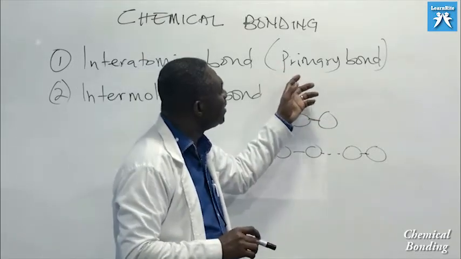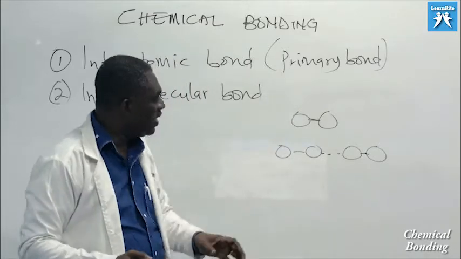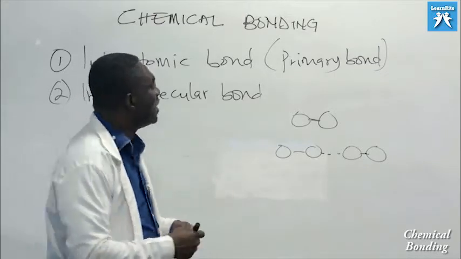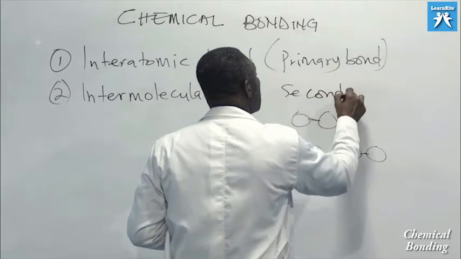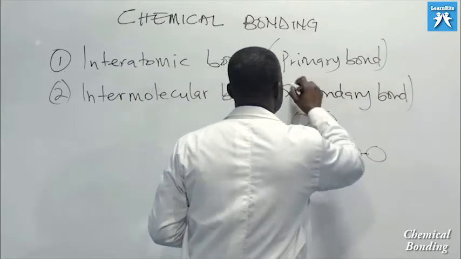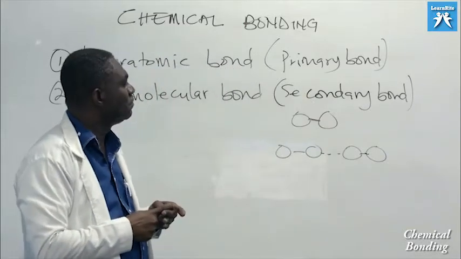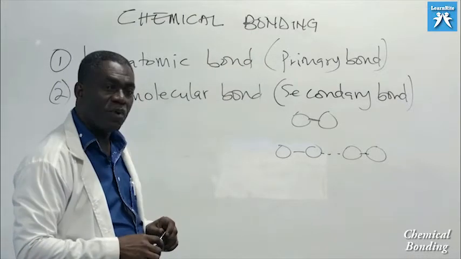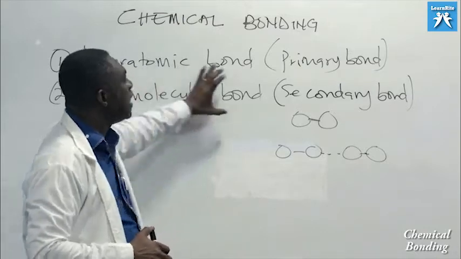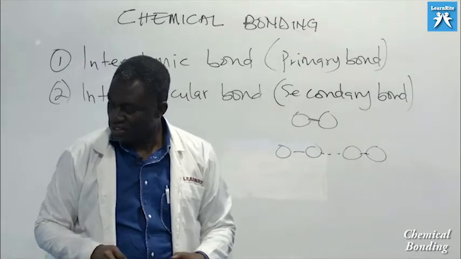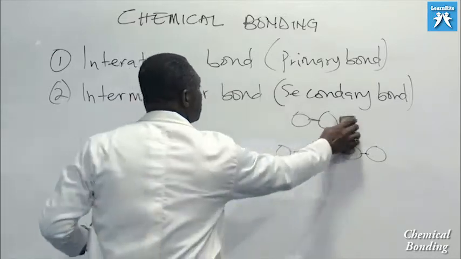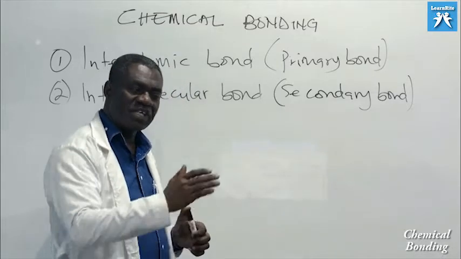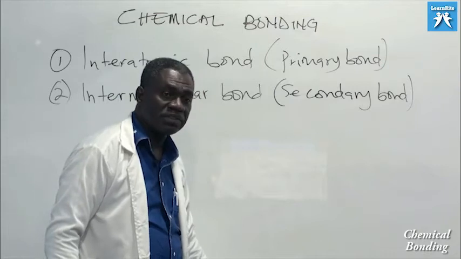So the first one is between atoms in a molecule, and the second one, which is the intermolecular bond, is between a number of molecules, which is sometimes referred to as secondary bond. We have three major types of the primary bonds or the interatomic bonds, and we have about 4 types of the secondary bonds. Before I go to explain that, I want to come to the table and illustrate the types of bonds that I've mentioned.